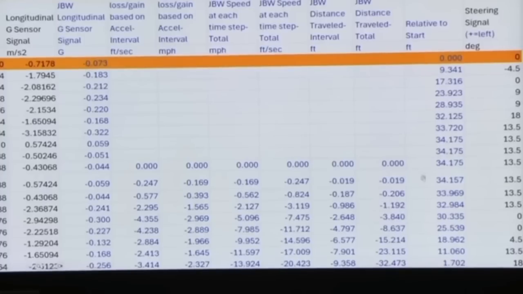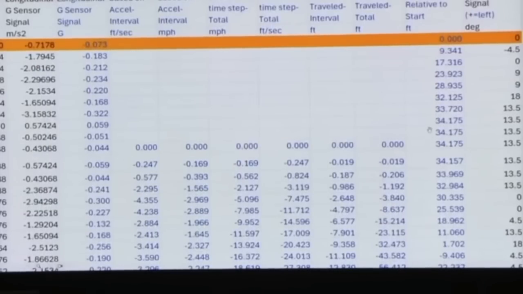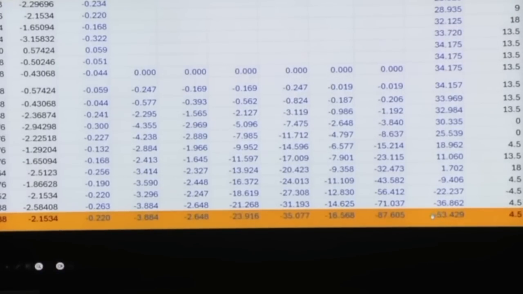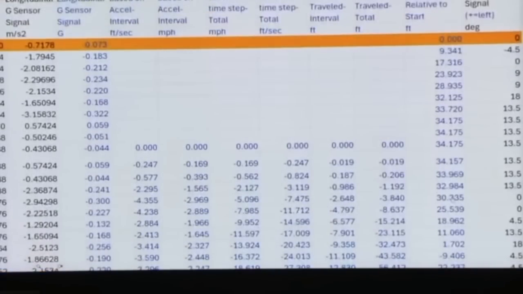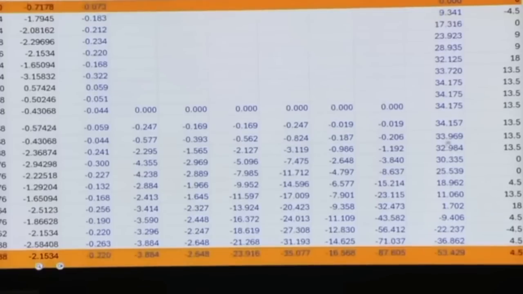The vehicle goes forward about 34 feet. Then you can see it basically stops in this area here. Then it begins to back up and ends up backing a total of 53 feet back from where it originally started. So if you add 53 to 34, you get 87. So the total motion, 34 forward and 53 back, the Lexus moved 87 feet total.